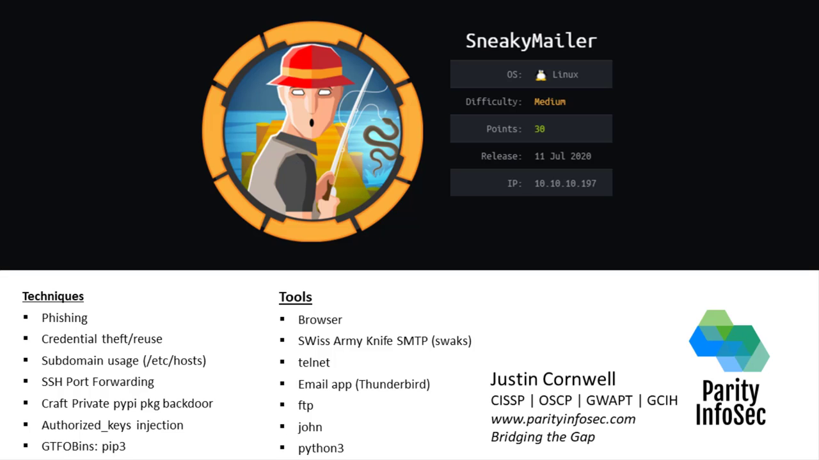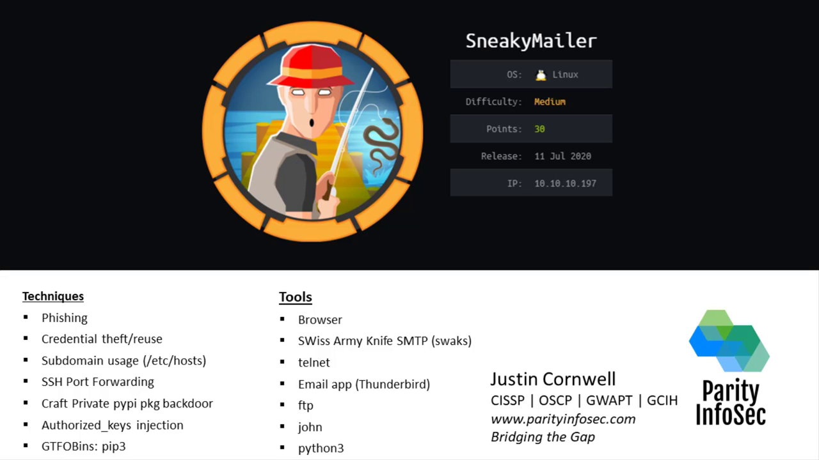So we're going to talk about phishing. There's a little bit of credentials, just grabbing them and reusing them. Subdomains: there are a few subdomains in here that are going to pop up, but I'm going to show you where they pop up one by one as you go through it. We're going to have some SSH port forwarding, everybody's favorite thing when you're talking OSCP. There's going to be that, like I said, crafting the private backdoor. There's going to be that other favorite for OSCP, authorized key injection, so putting your SSH key into your target, and then GTFOBins for pip3 at the very end.